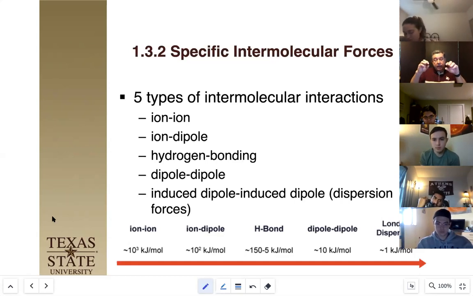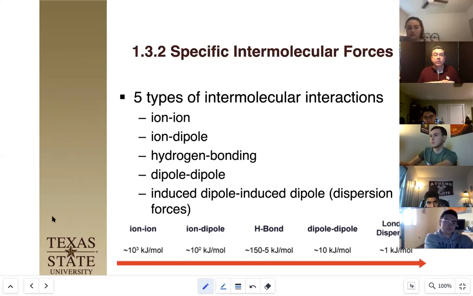So it's not a positive charge and a negative charge, it's a positive charge and the negative side of an atom, the more negatively charged side of an atom. So that's the ion dipole, and that's about an order of magnitude weaker than the ion-ion. The next thing we have is when a hydrogen from a neighboring molecule can bond to the lone pairs of a neighboring molecule, of a different molecule. And that's the next strongest intermolecular force we have.